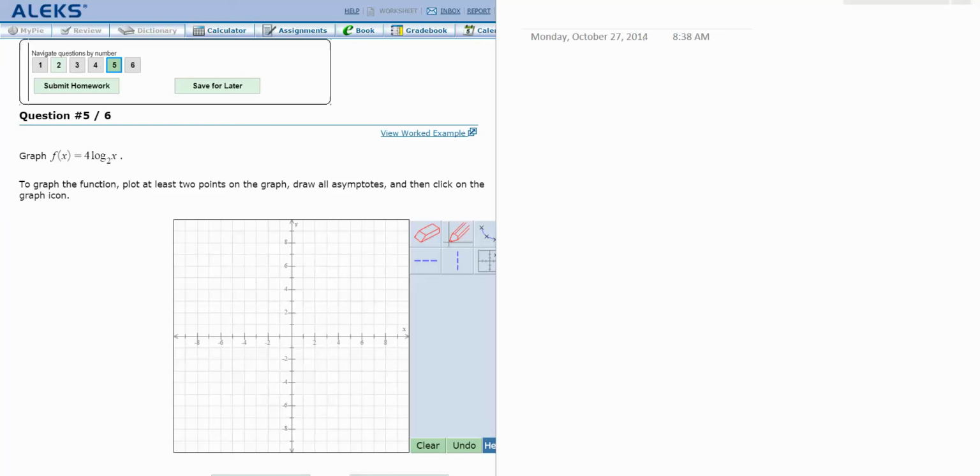Here is another example on ALEKS where we need to graph a logarithmic function, but the strategies are a little different here because we have to build the graph on our own. We have to plot at least 2 points on the graph, draw the asymptotes, and finally we click on the graph icon. So this graph is f of x is equal to 4 times log base 2 of x.